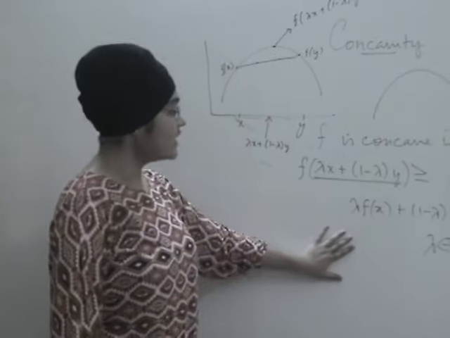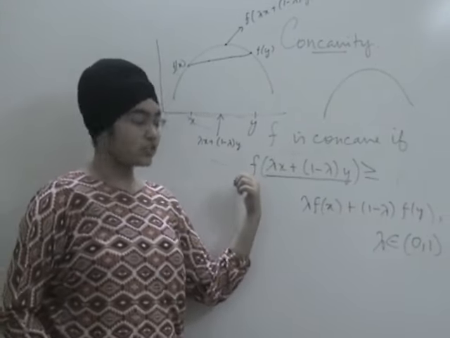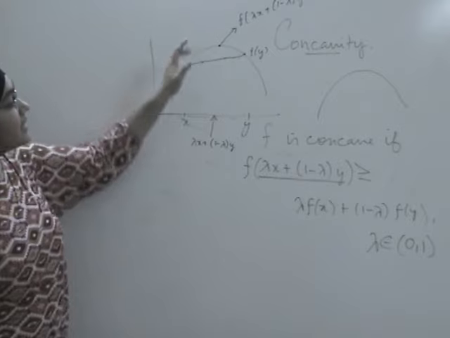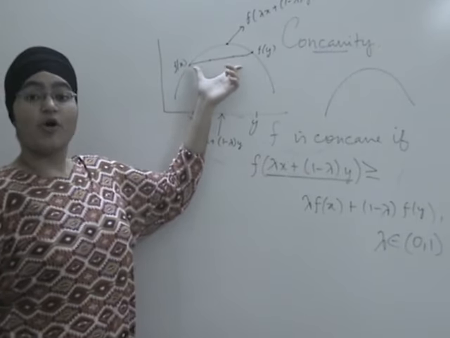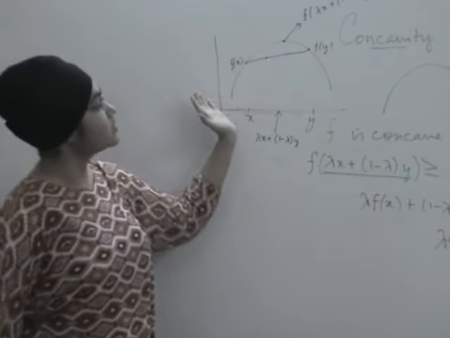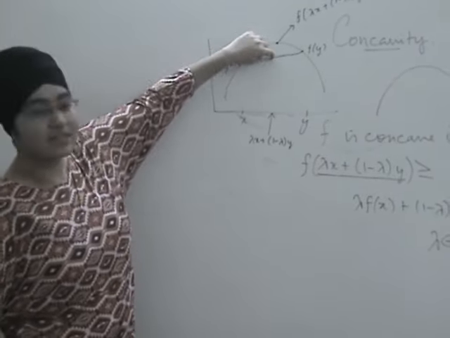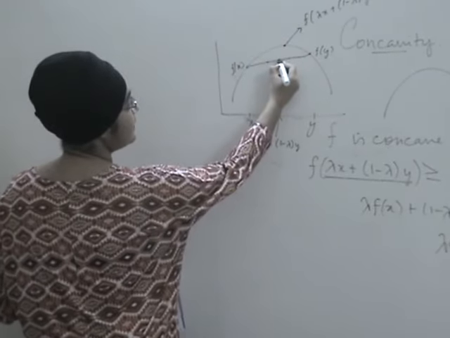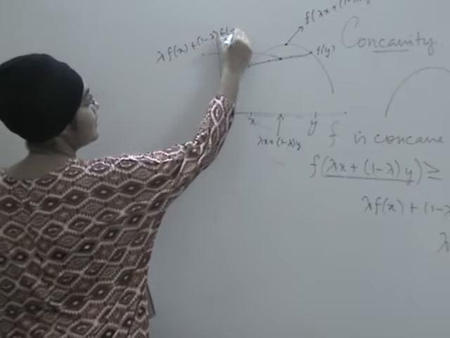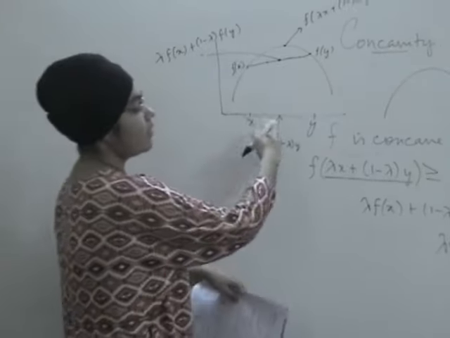Now what this definition says is that a function is concave if the value of the function at any linear combination of x and y, which is this point, is higher than the linear combination of the value of the function at these two points. So you see, if ever you have a function which is in the shape of a cave, then it will always be the case that this point will lie above this point, right? So this point here I am referring to as lambda f of x plus 1 minus lambda f of y. So it's very obvious that any function which has this shape will obey concavity.